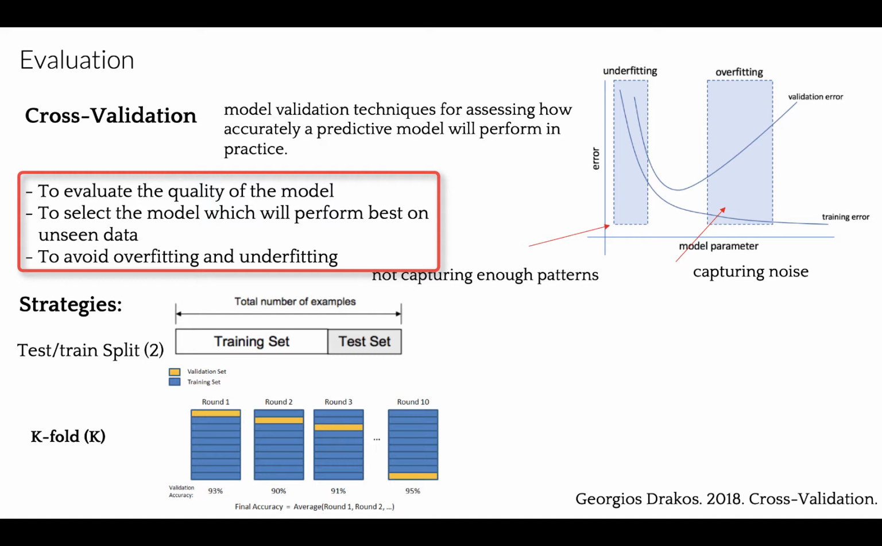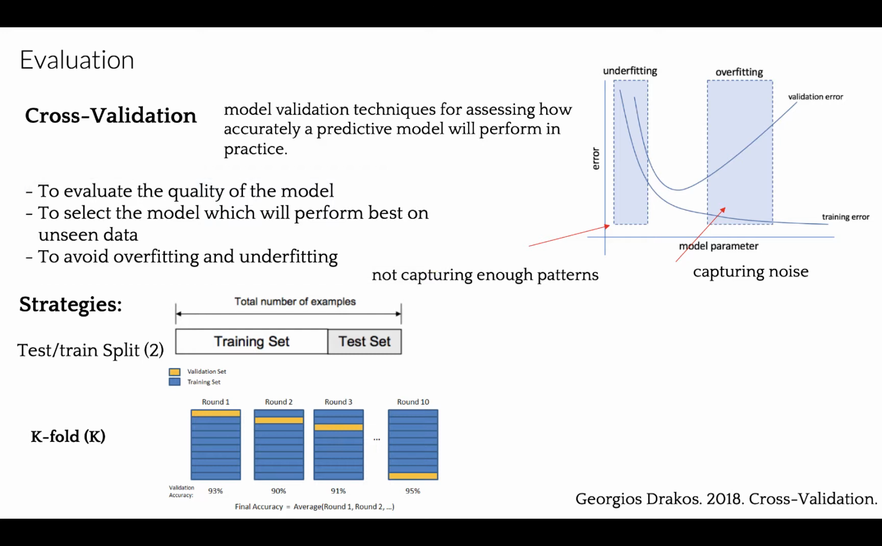It helps us select the model which will perform best on unseen data, and also helps us avoid overfitting and underfitting. Let's review those two important concepts. Underfitting refers to not capturing enough patterns in the data, and this model typically performs poorly on both the training and the test set, as you can see from the figure on the top right. Overfitting refers to capturing noise and patterns which do not generalize well to unseen data. This model performs extremely well on the training set, but poorly on the test set.